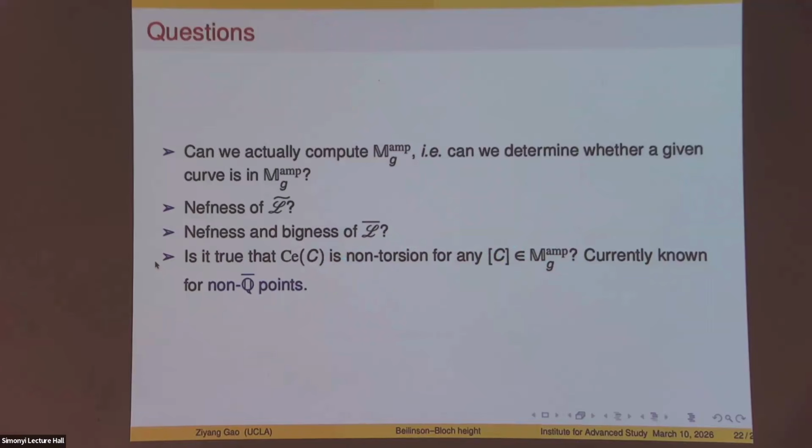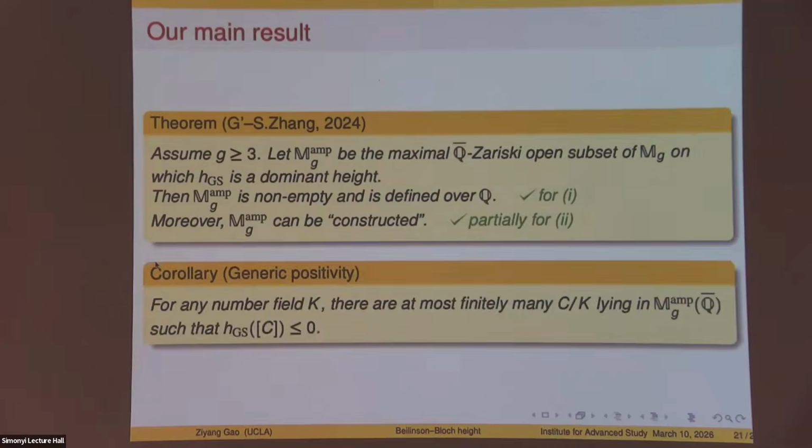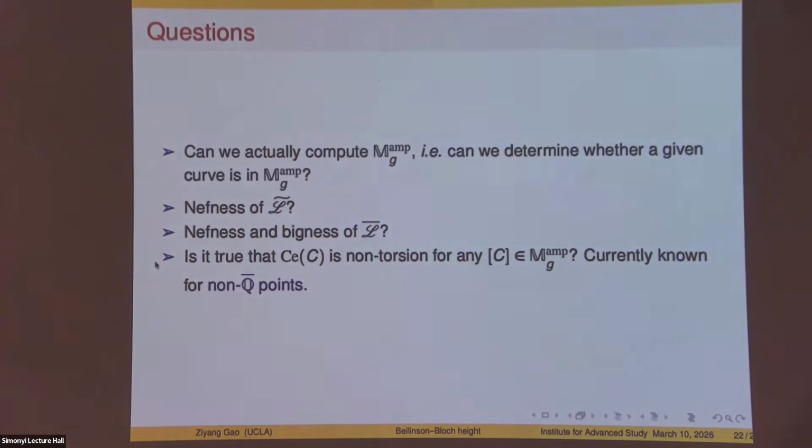Is it true or not? Well, just by the method itself, it is true for all the transcendental points. But of course, the more interesting question is, how about the algebraic points? That we don't know, but we conjecture that there's no torsion point in this locus.